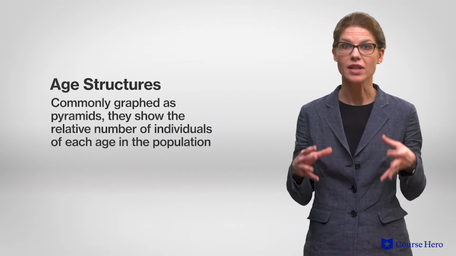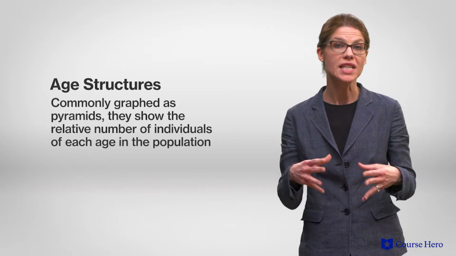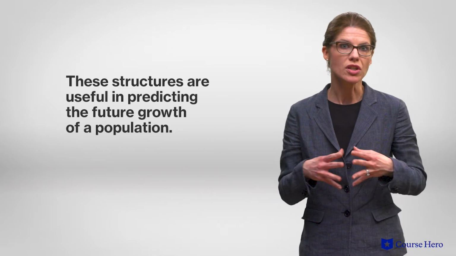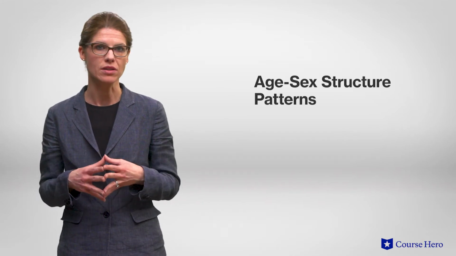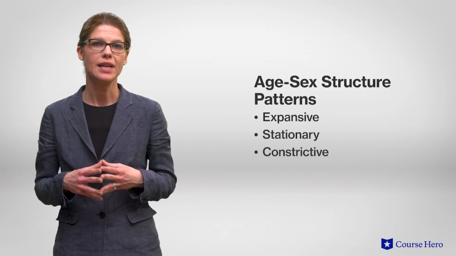One important demographic variable in a country's growth trend is a country's age structure. Age structure is commonly graphed as pyramids, and they show the relative number of individuals of each age in the population. Such structures are useful in predicting the future growth of a population. Age-sex structures, sometimes referred to as population pyramids, can be broadly categorized into three general patterns: expansive, stationary, and constrictive.